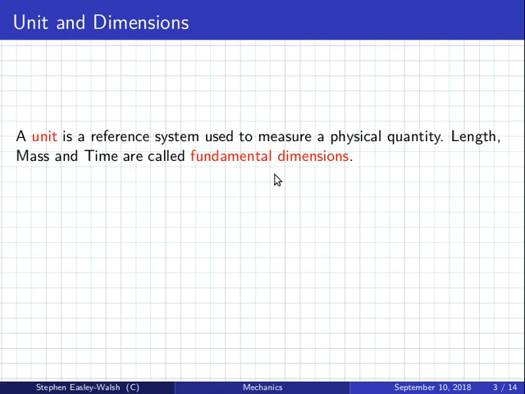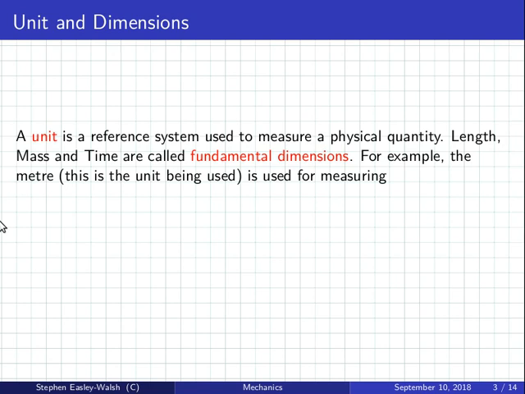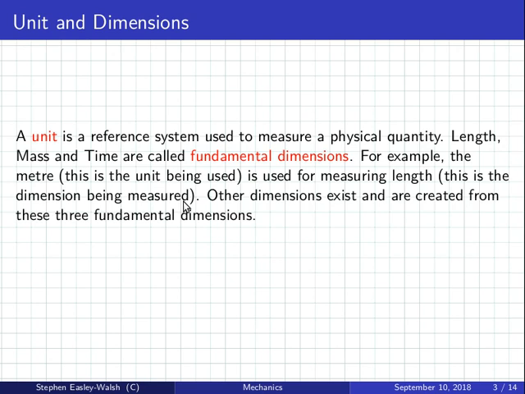So there are three fundamental dimensions. Maybe you want to make note of that. The three fundamental dimensions are length, mass, and time. They're the three basic dimensions for physics. Length, mass, and time. Maybe you didn't know that, because it's not clear what the basic dimensions are. For example, the meter is the unit, and that's for measuring the length, which is the dimension. And there are other dimensions too, but you can make those from the three fundamental dimensions. For example, area is length squared. So the area would be measured in meters squared. So you can use length to make something else, which is area, which is length squared.